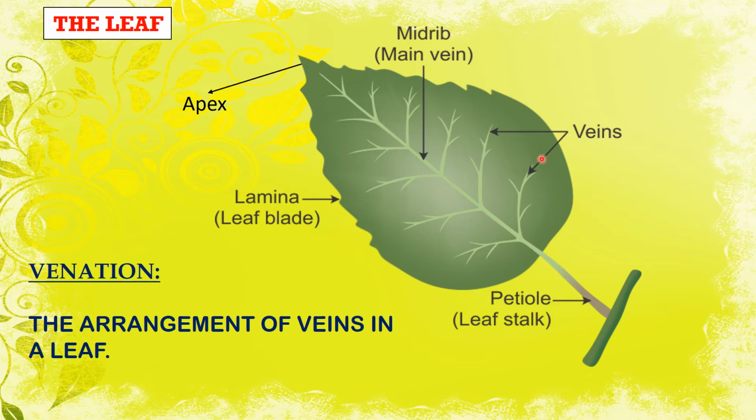There is a network of veins present on the lamina. The major vein that is present in the center of the leaf is called midrib or the main vein. Veins show different patterns when they are present on the leaf. So, the arrangement of veins in a leaf is called venation.